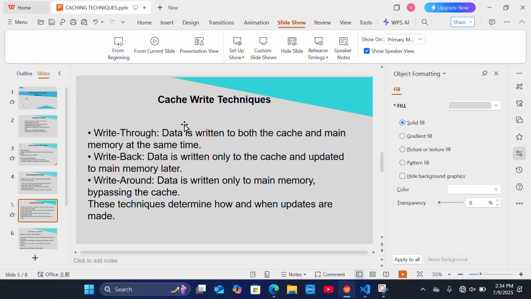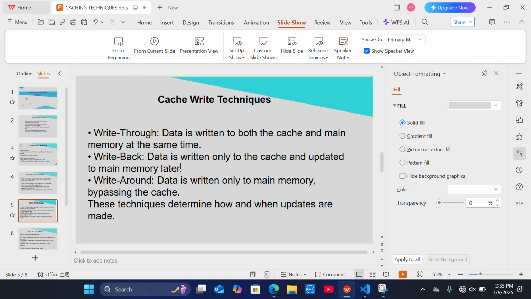So to continue with the cache write techniques, we have the write through, the write back, and the write around. So the write through, data is written to both the cache and the main memory at the same time, but not at different times. So that's the write through.